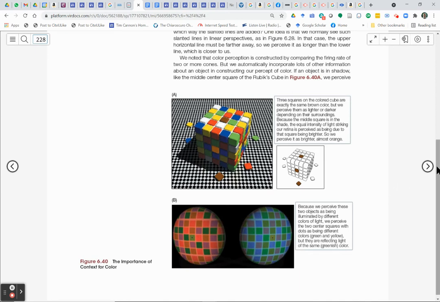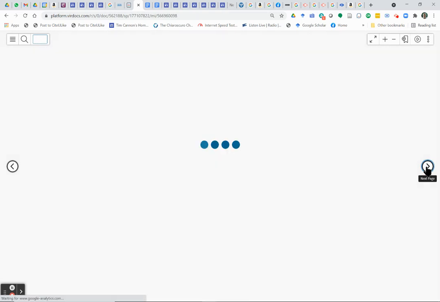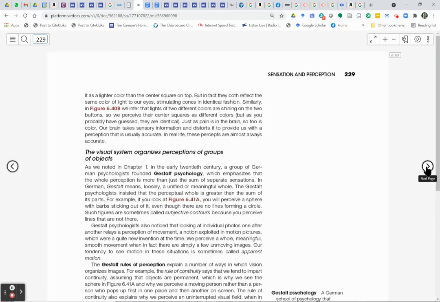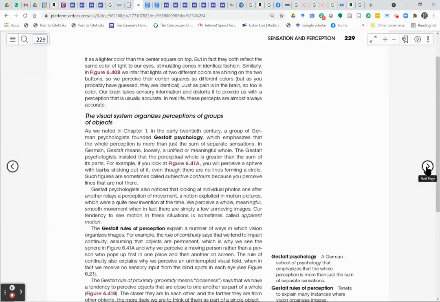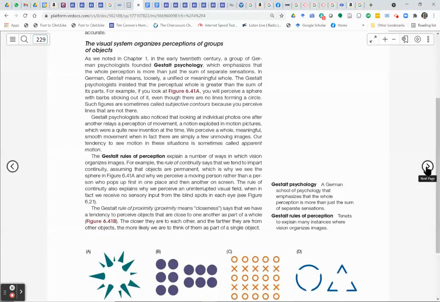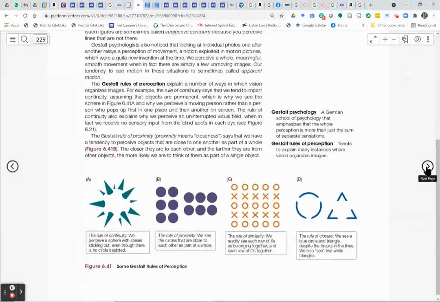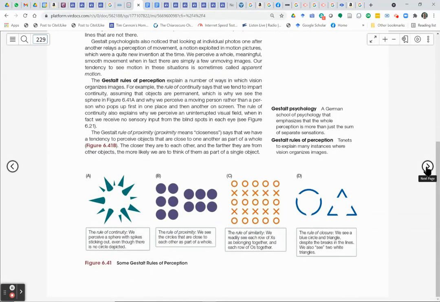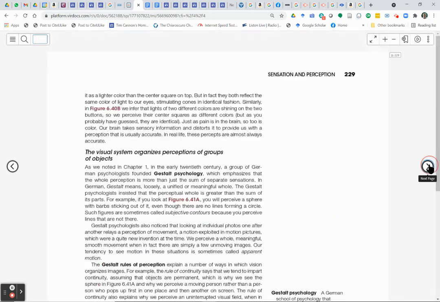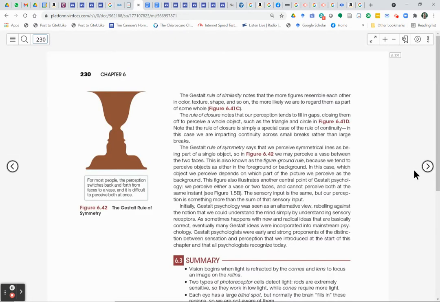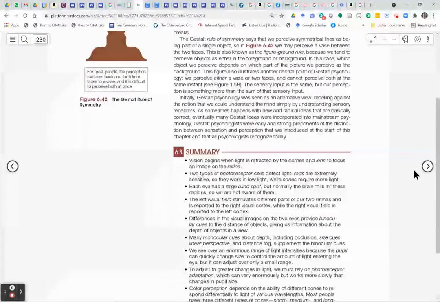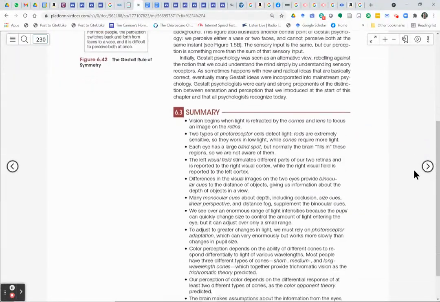Sensory systems are dynamic. Gestalt, not Gestalt. Gestalt, Germans again. Rules of perception, there's a few of them there: continuity, proximity, similarity, closure. Those Germans. And symmetry. And we flip back and forth between the two faces.